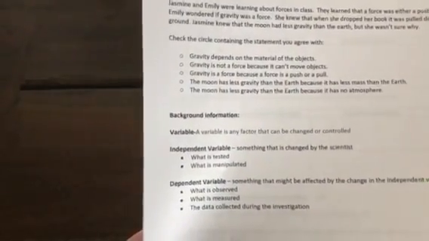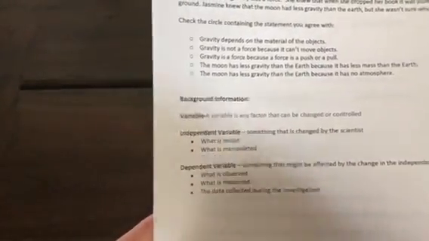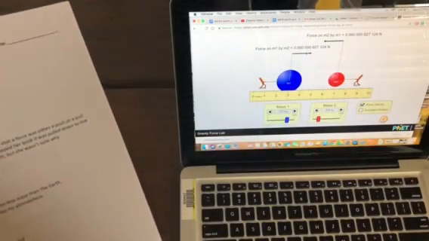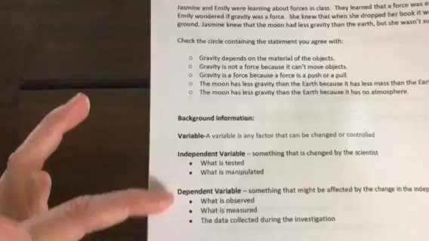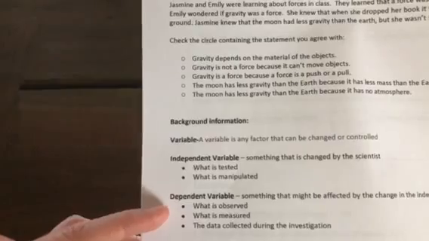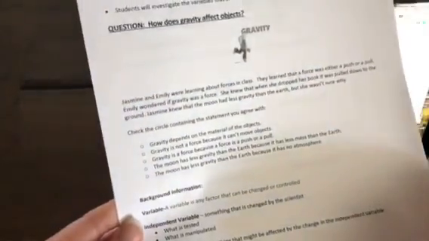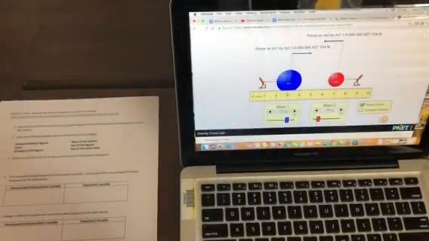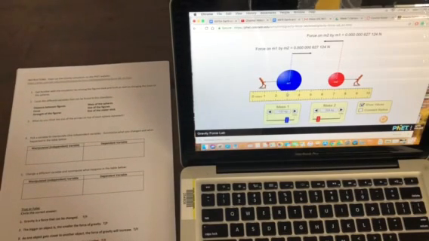The dependent variable is what's being observed or measured, which in this simulation is going to be the resultant force on that object. So the independent variable is going to be the mass of the object, and the dependent variable is going to be the force or how much it moved. How much pull is on it because of its size. There's a couple things you need to know about gravity. First of all, gravity acts on all things, anything that has mass. But the more mass an object has, the more gravity is going to be able to act on it.